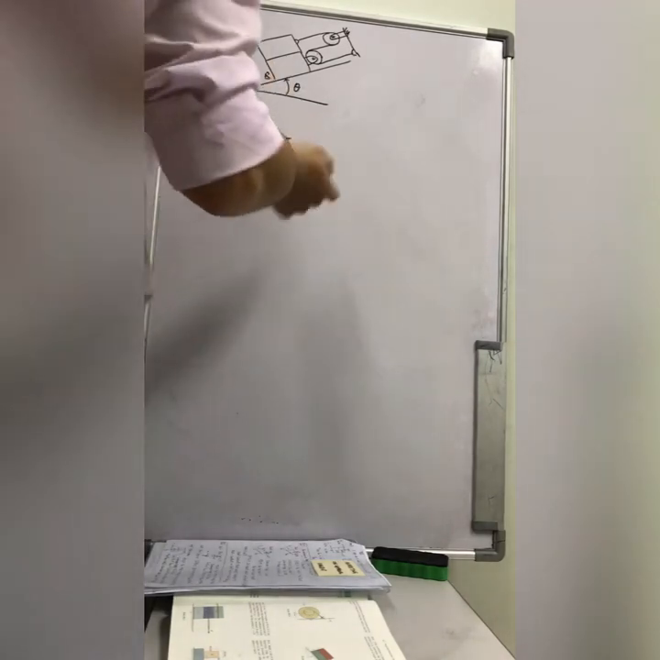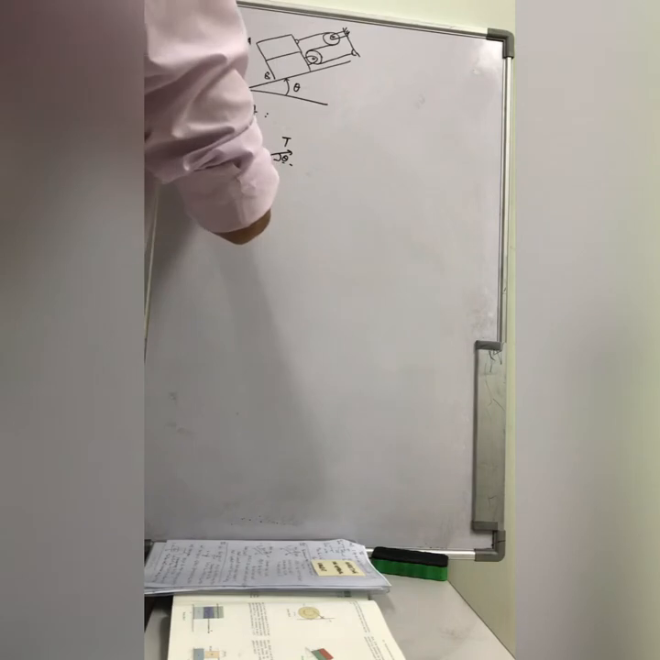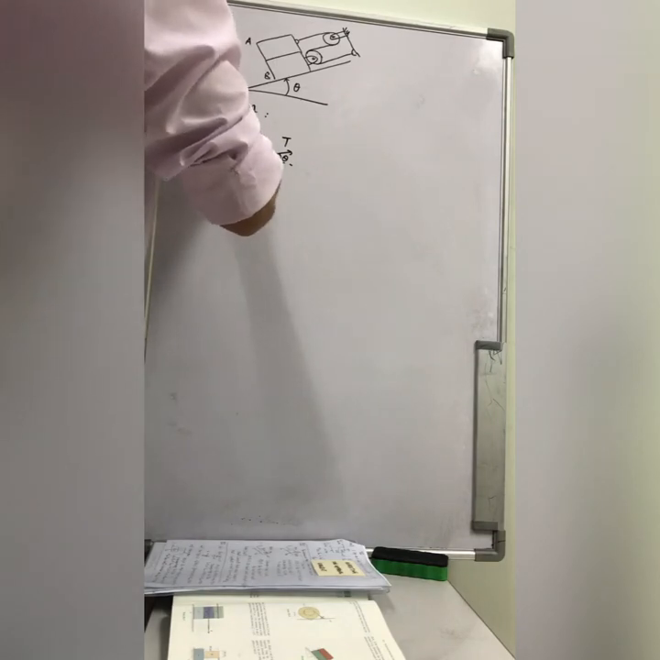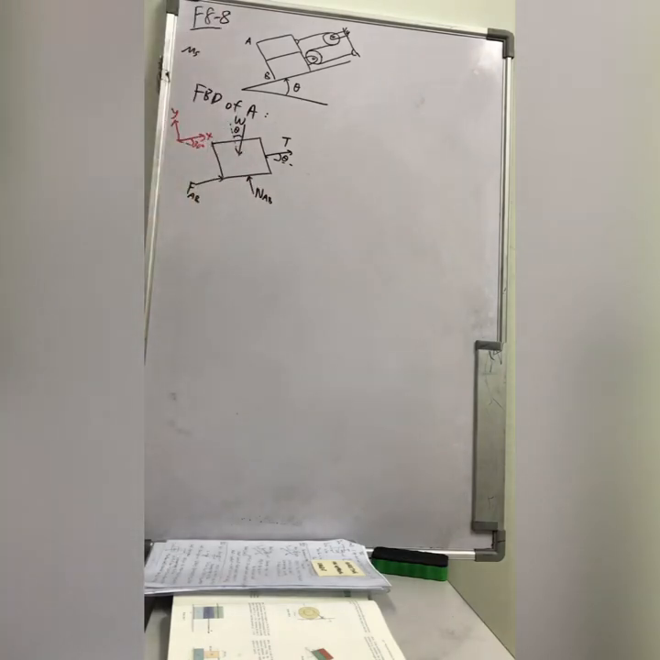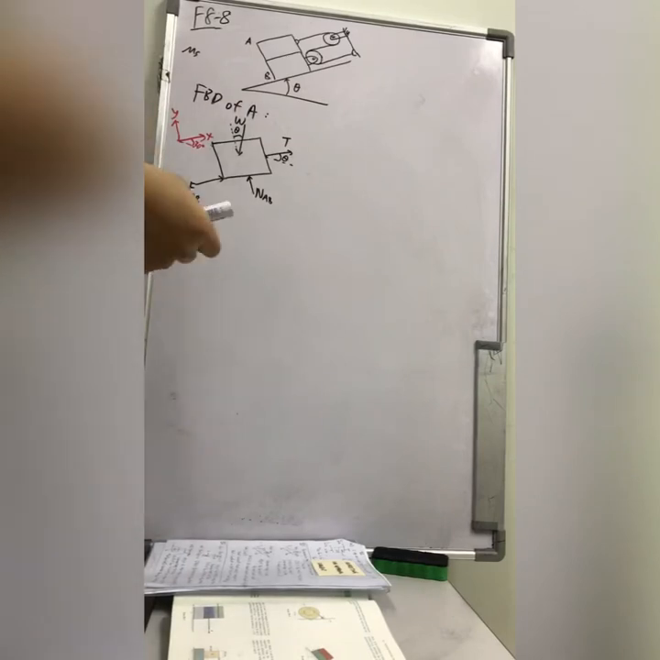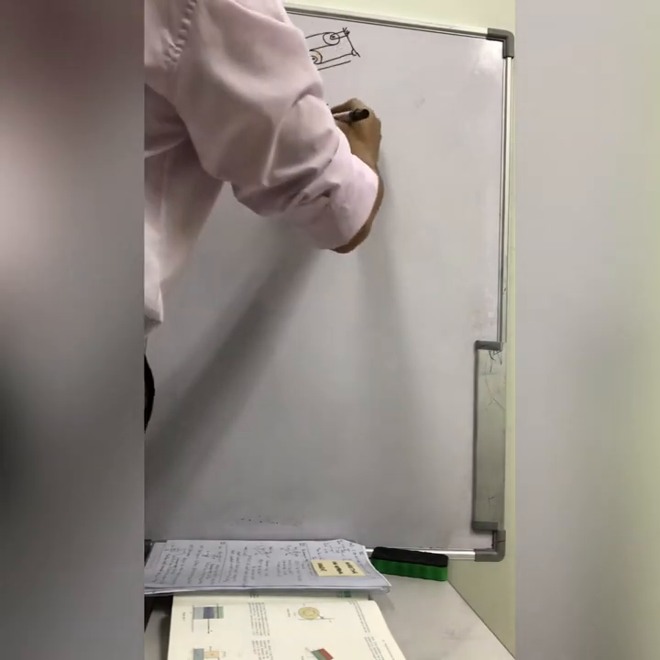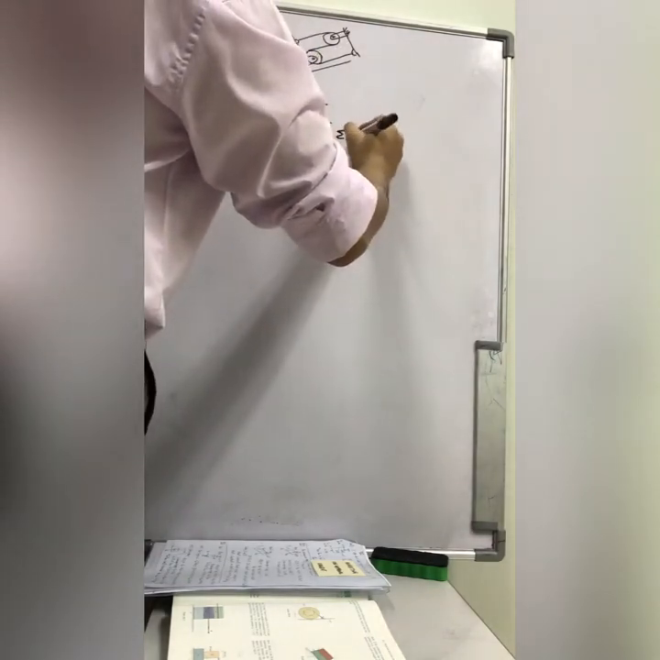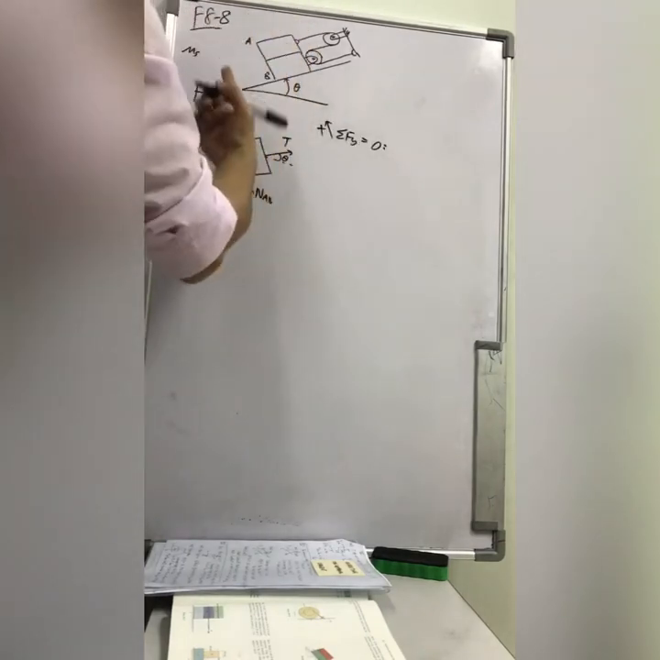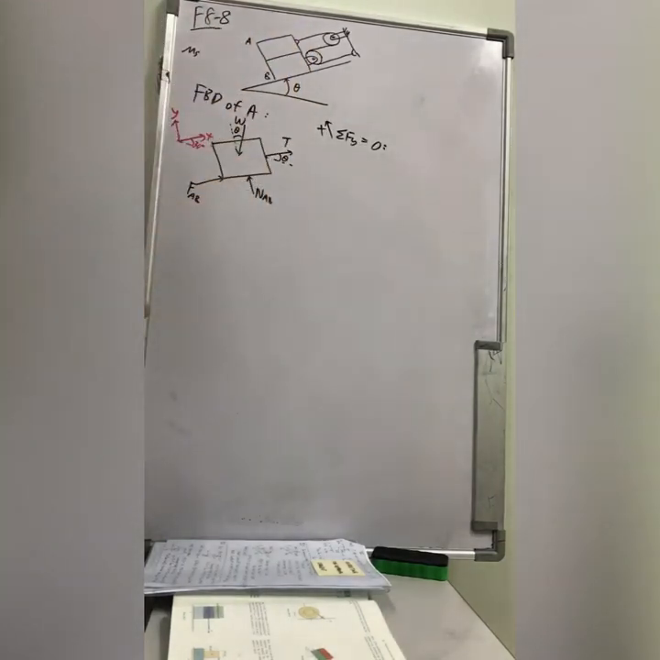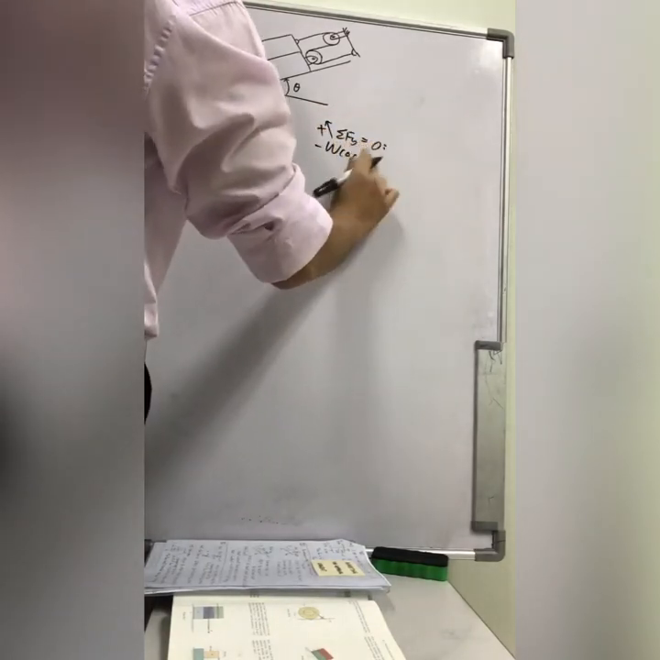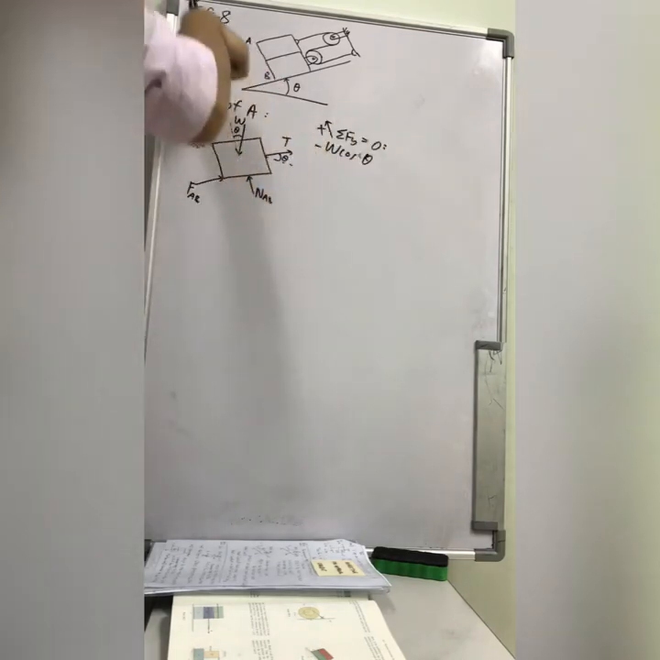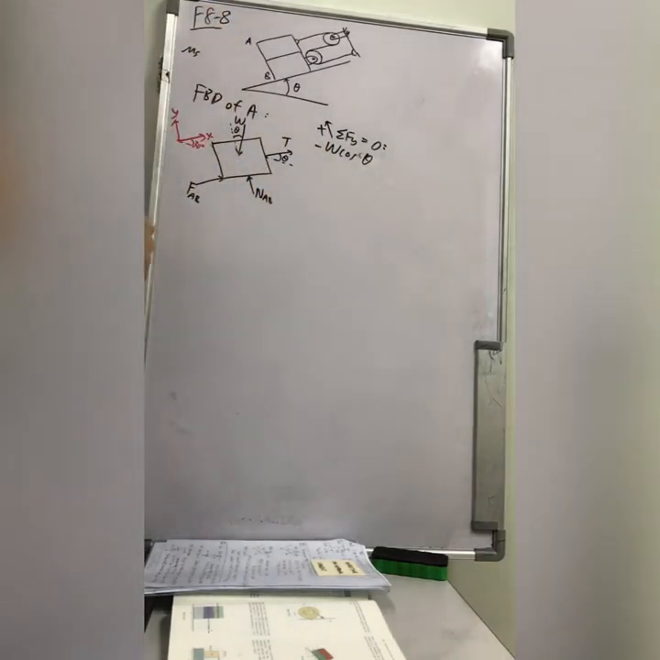To ease things, we define x and y axes inclined at 30 degrees from the horizontal line, so that when we do the sum of Fx equals 0 and sum of Fy equals 0, it will be easy. Sum of Fy equals 0. Fy is not going up vertically, it is slanted. What do you have? You have minus W cosine theta, W going down, the y component of it.